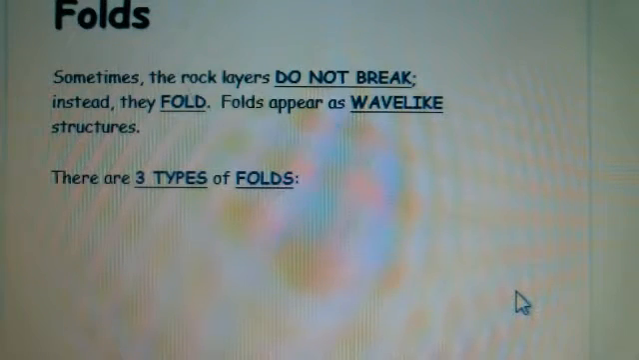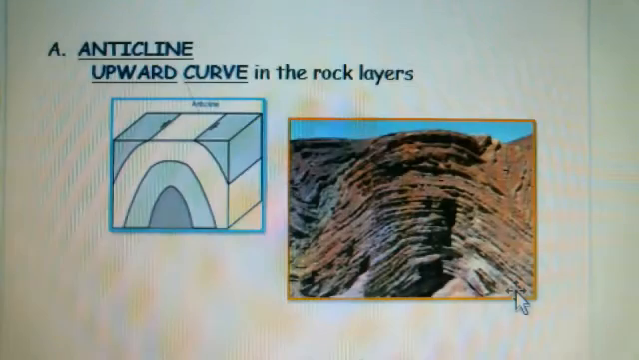Folds. Sometimes the rock layers do not break and make a fault. Rather, they fold, and folds appear as wave-like structures. There are 3 types of folds. First one is called an anticline. An anticline is an upward curve in the rock layers. It goes up in the middle and then back down.